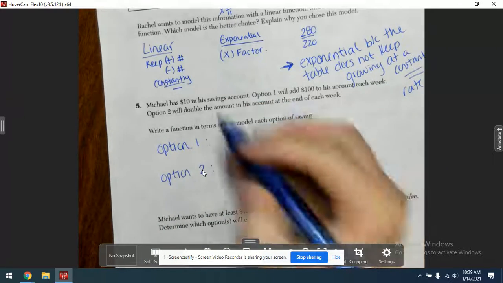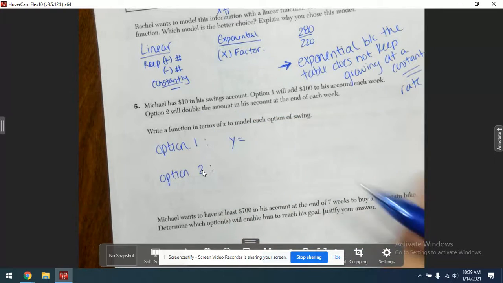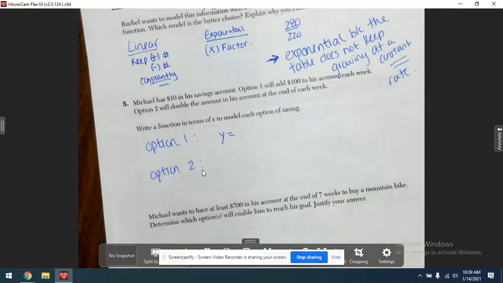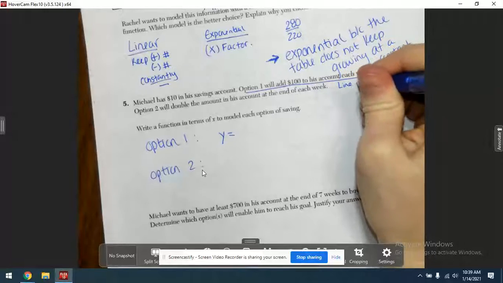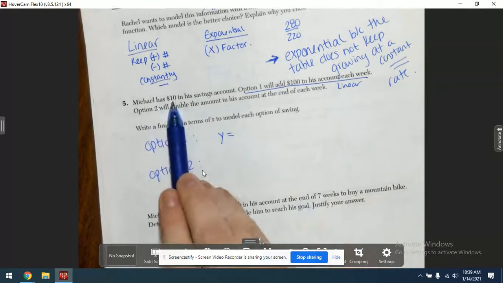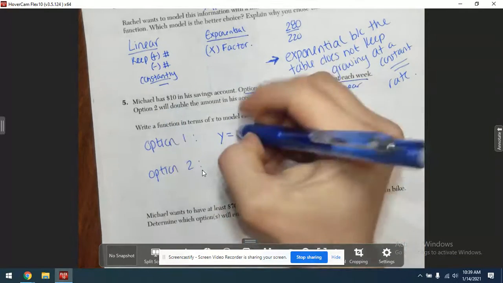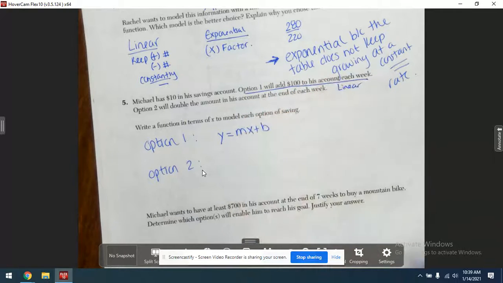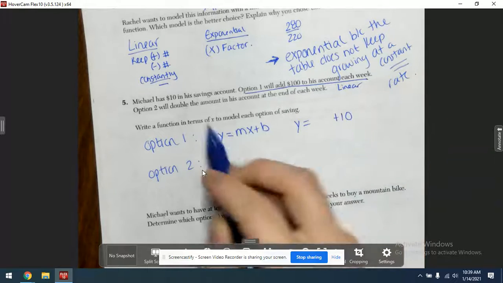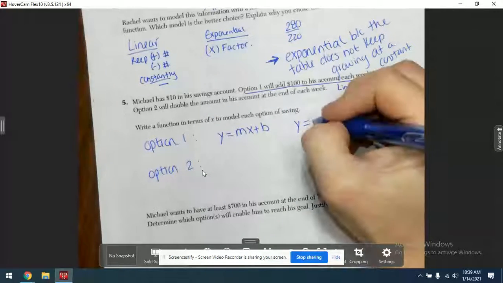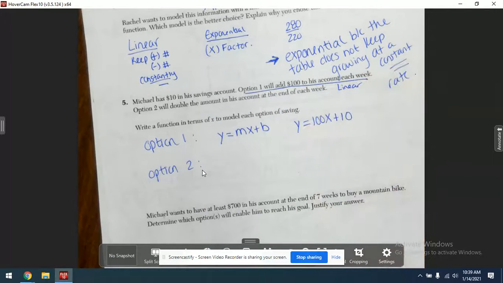Option 1 is that if he starts with $10, he will keep adding $100 in his account each week. If you keep adding 100, is that linear or exponential? That would be linear, right? And so this is your y-intercept because you're starting with $10. So think of your equation of a line. Your 10 is your y-intercept because you're starting with $10. And then he keeps adding $100 in his account each week. Okay, so there's option 1's equation.